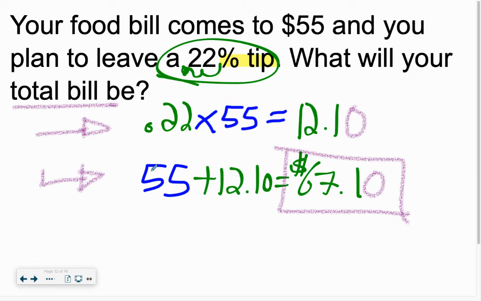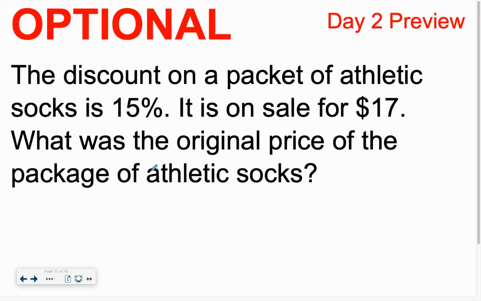Otherwise, tax, tip, discount, markup. Usually if they're saying what's your total, you're going to multiply and then add or subtract depending on which one you're doing. This is optional, so sometimes we do this. For this video, I will show it because it is something unique and different, because it is our finding an original price. There's only one way to do this.